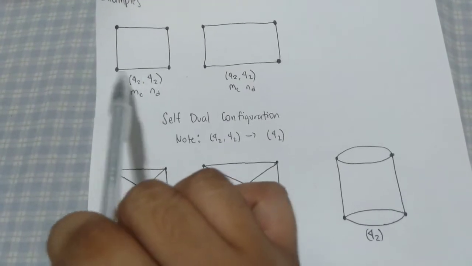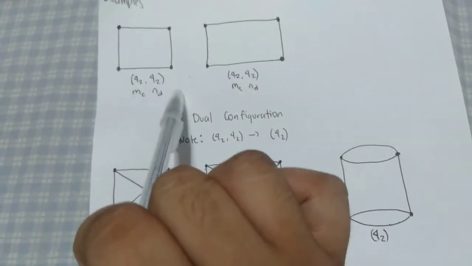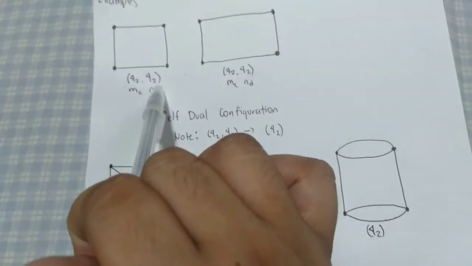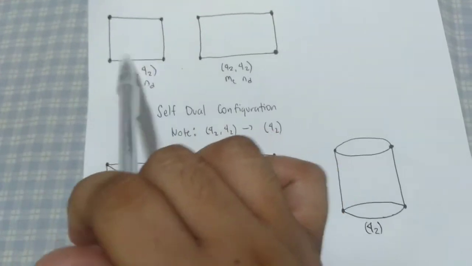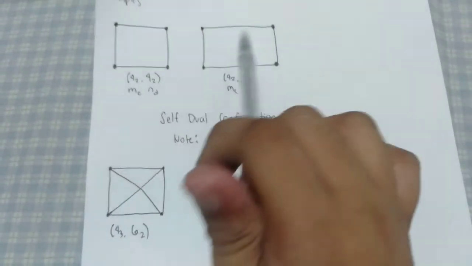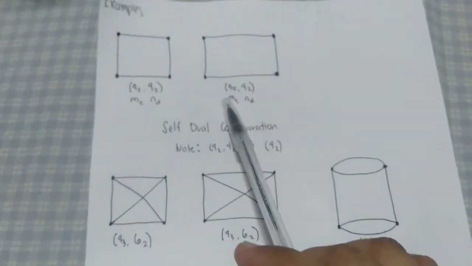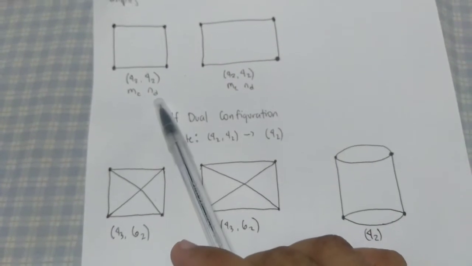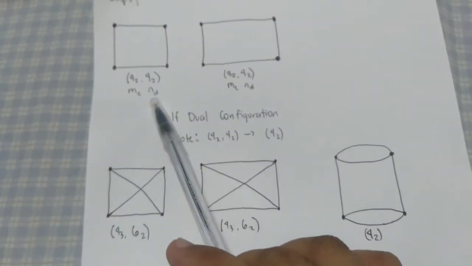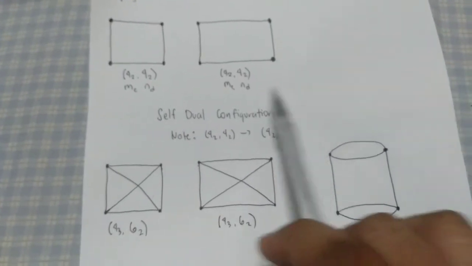We have 4 lines. In one line, we have 2 points. Same as in the rectangle. Now, if MC and ND are equal to each other, we will proceed to the self-dual configuration.